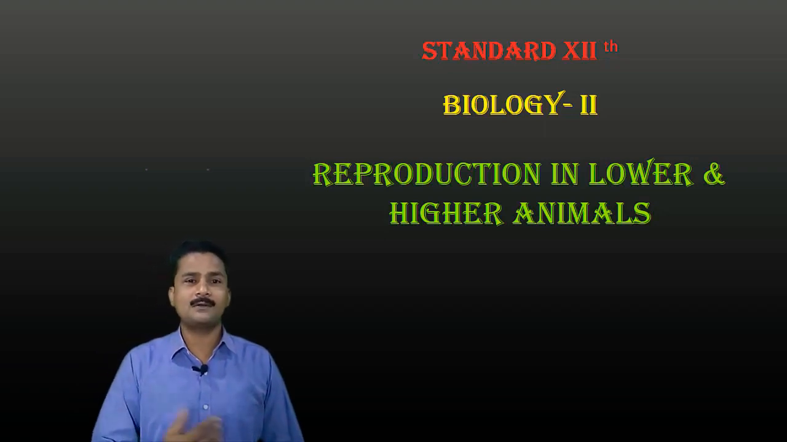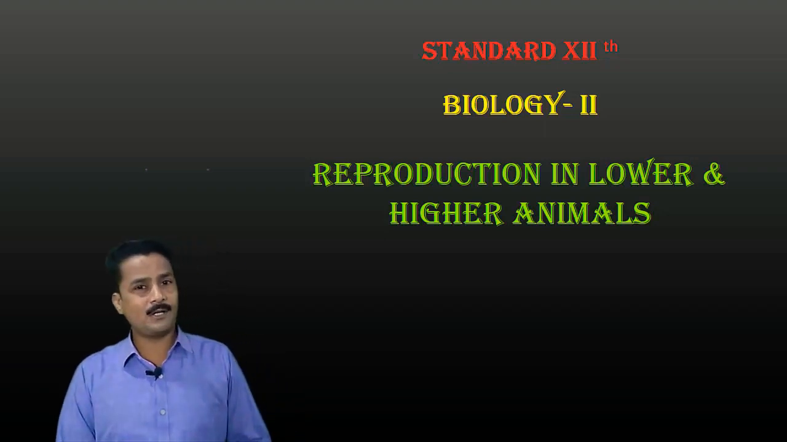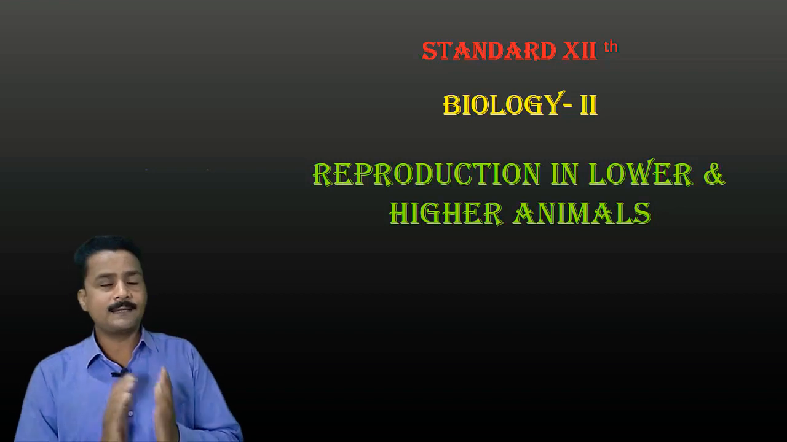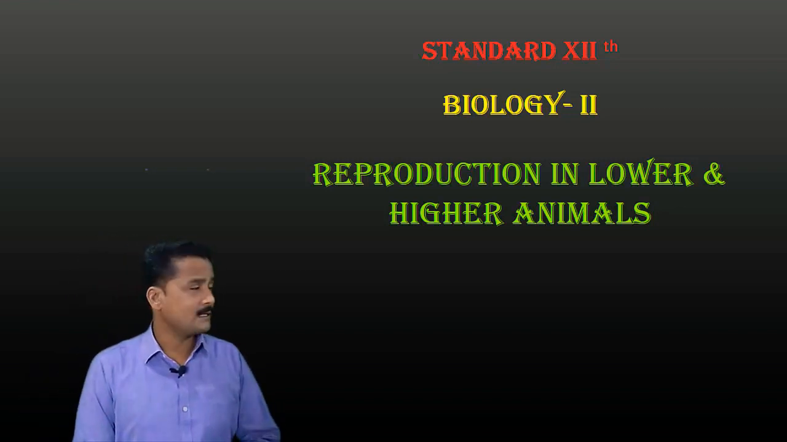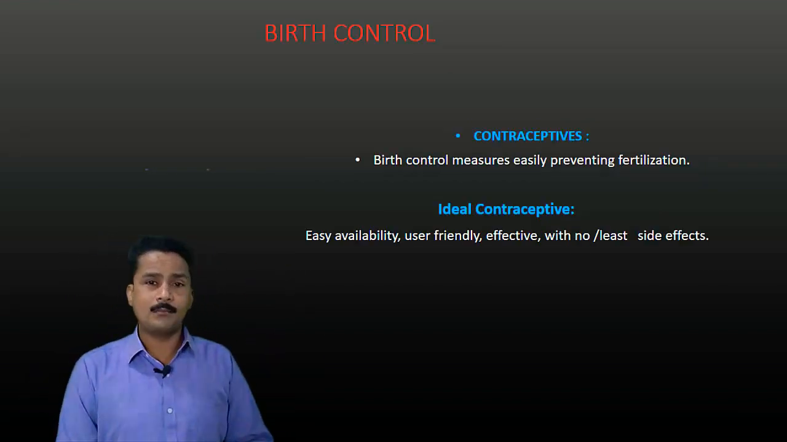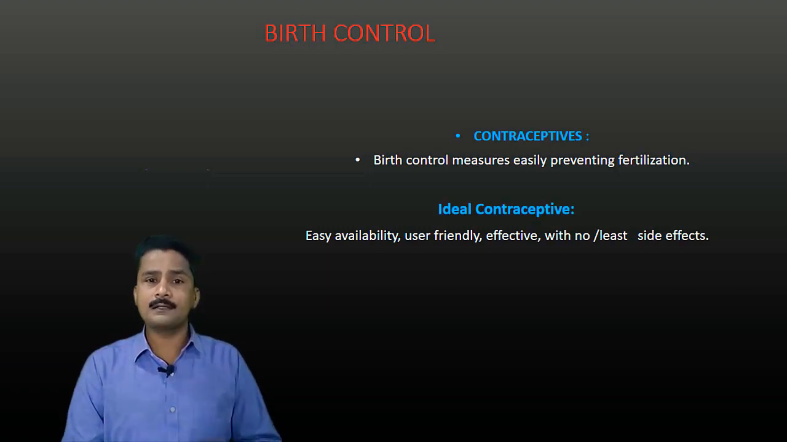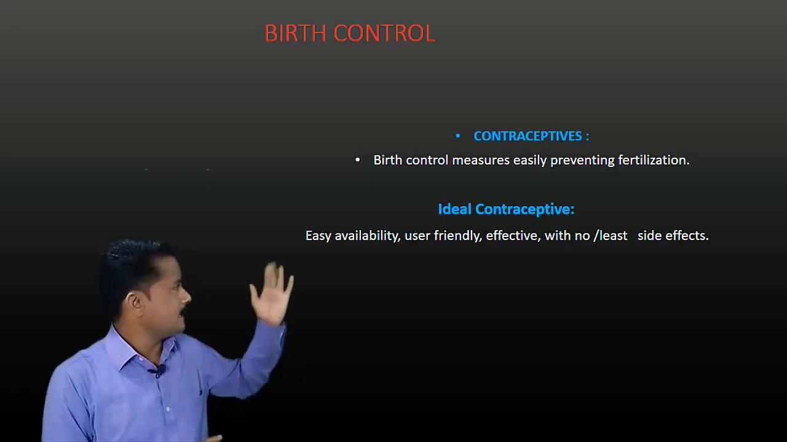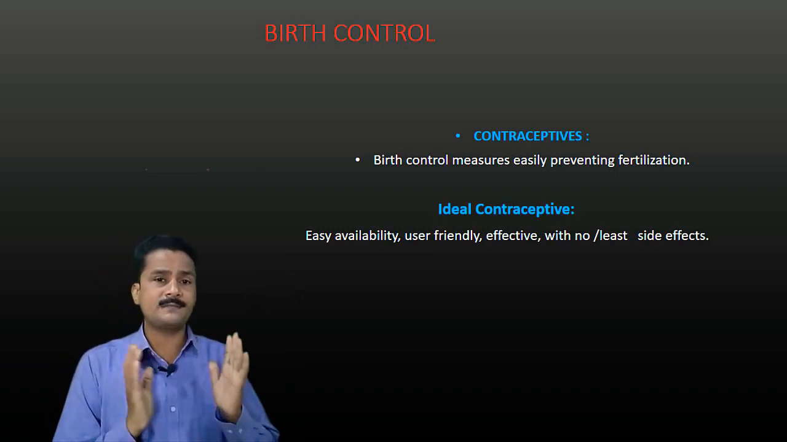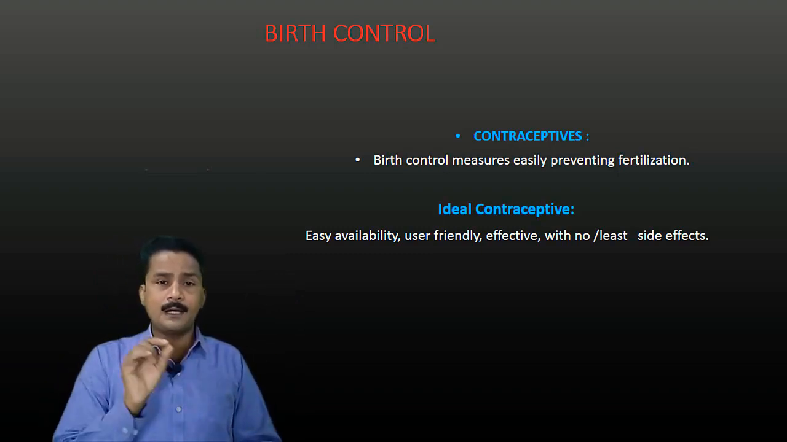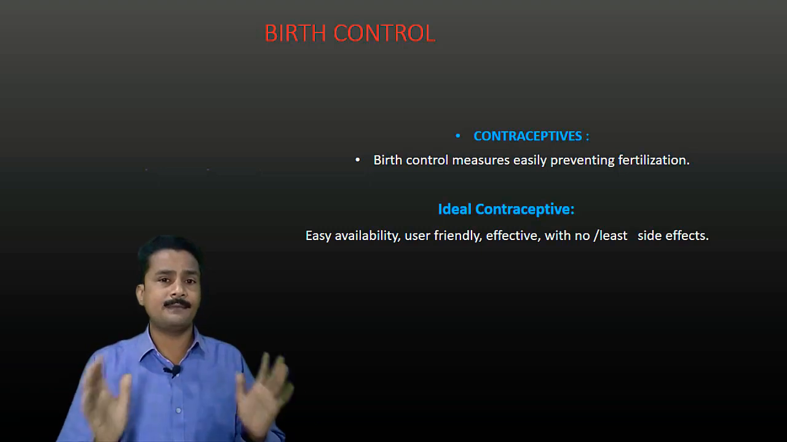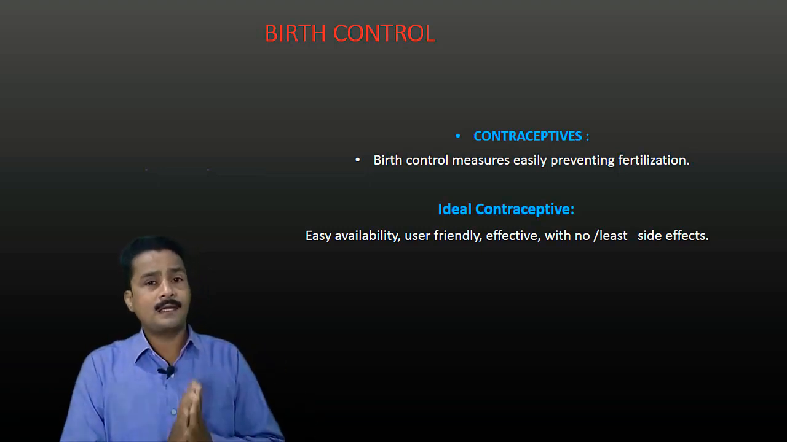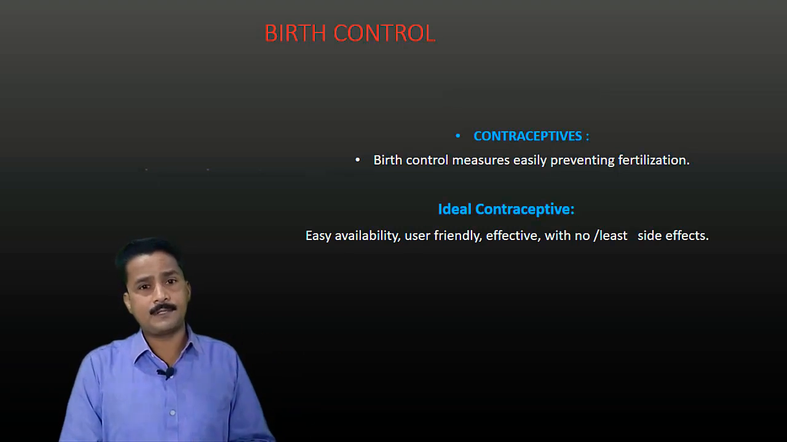Students, today we are going to concentrate on the next terminology from the topic, that is reproduction in lower and higher organisms. That concept is birth control. In birth control we are going to study certain points. Among them, the first one is the contraceptive. What is meant by the contraceptive? The birth control measures which prevent fertilization are called contraceptives.